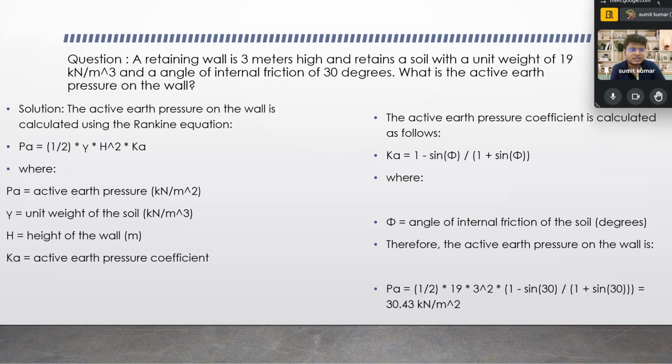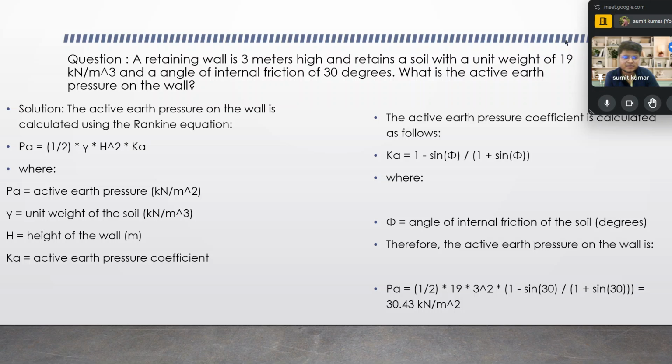I will try to solve it with pen and paper as well, but if we can understand it from here only, I will not go for that. The question is: a retaining wall 3 meters high retains a soil which has a unit weight of 19 kN/m³ and an angle of internal friction of 30 degrees. What is the active pressure on the wall? We already know that the formula is 1/2 K gamma h squared, but I will try to solve it out. Over here, I will draw something. I need a pen.